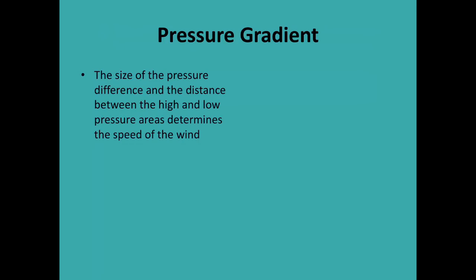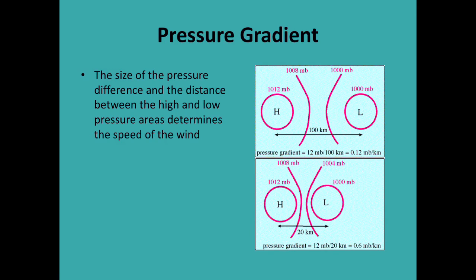All right, pressure gradients. The size of the pressure difference and the distance between the high and low areas determines the speed of the wind. So at the top picture there, the high and low are further apart. And as this weather changes from rainy as the low leaves, let's say going to the right and the high comes in, there might be some winds, light breezes. Nothing too crazy. The bottom picture, when they're close together like that, you get some very strong winds.